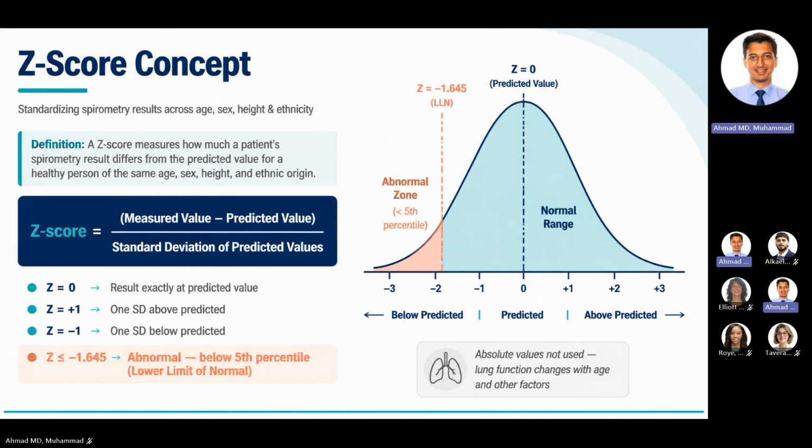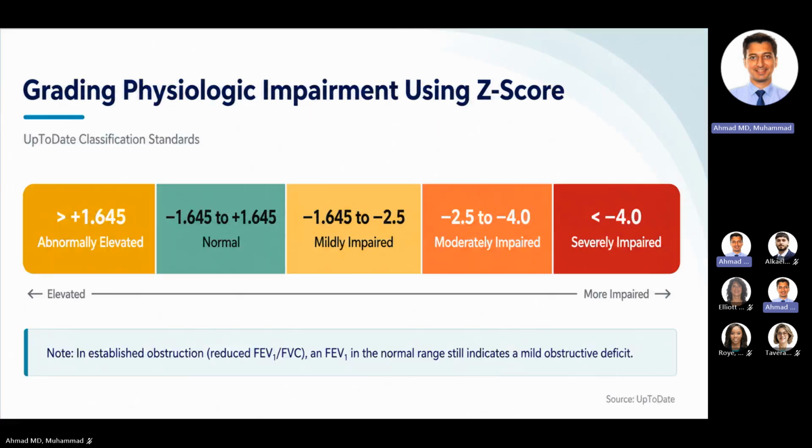Talking about the Z-score, in the past, we used to use percentage of predicted. In this hospital, we use the Z-scores, which is the measured value minus the predicted value, divided by the standard deviation. It gives us a range of minus 1.645 to plus 1.645, which is the normal range. Anything below minus 1.645 is considered abnormally low. Anything above 1.645 is considered abnormally high.